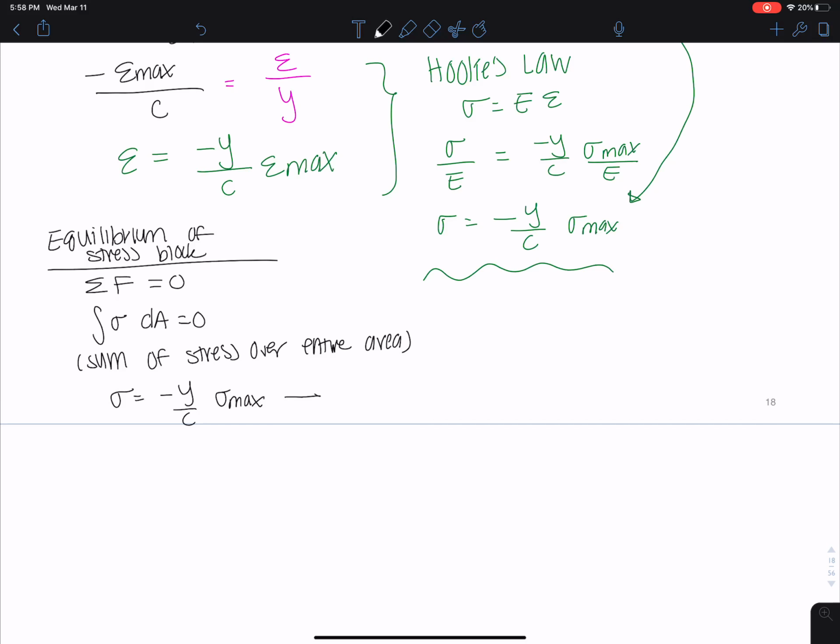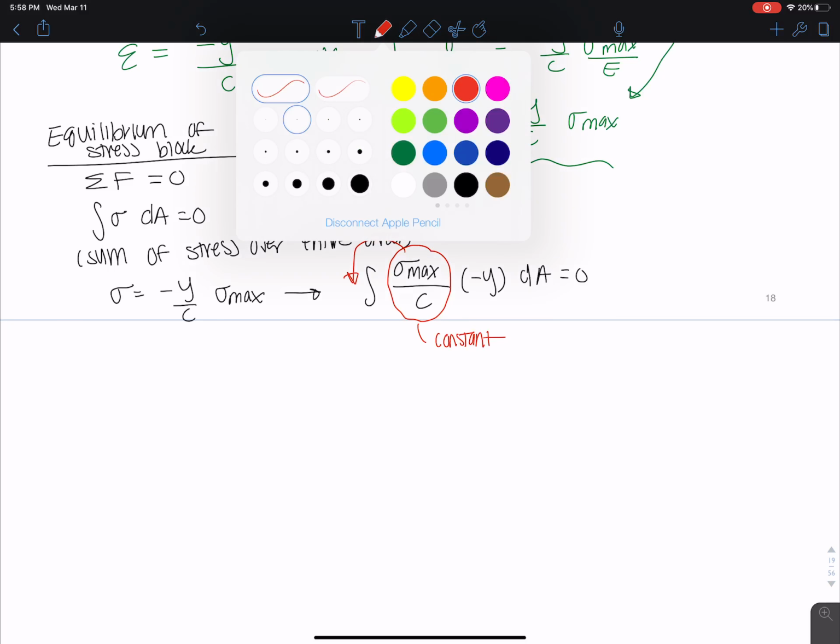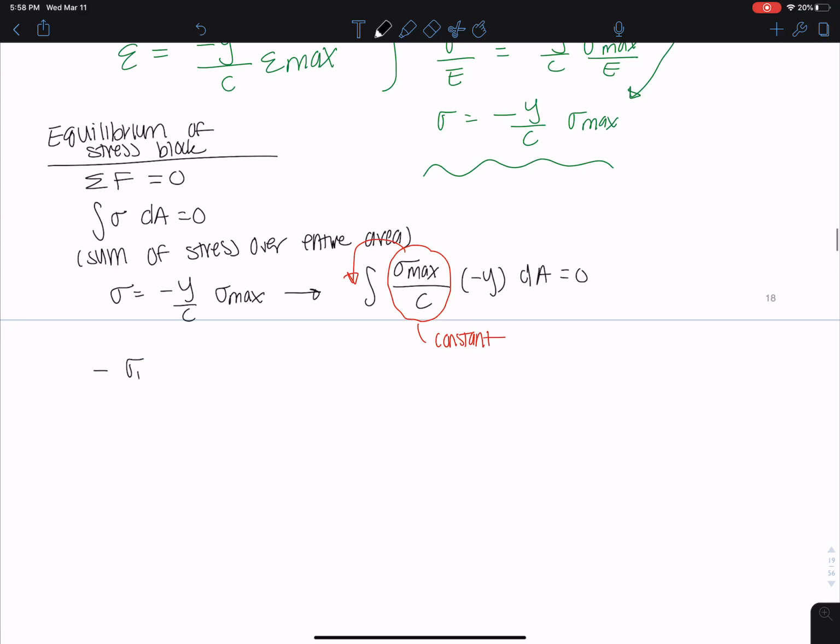And I basically get the integral of sigma max over c times negative y dA equals 0. And from here we see that sigma max over c is a constant. I only have one sigma max value, one c, the distance from the neutral axis. And what can I do with a constant? I can take it out of the integral. So I end up getting, taking the negative sign out, negative sigma max over c times the integral of y dA equals 0.